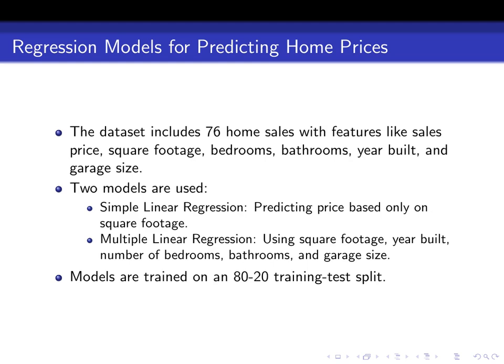Two models are considered: a simple linear regression using only square footage and a multiple linear regression incorporating additional features like year built and garage size. Both models are trained using an 80-20 training test split to ensure fair evaluation.